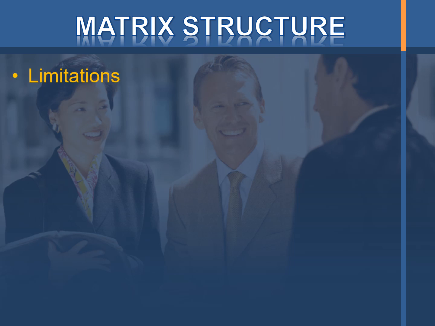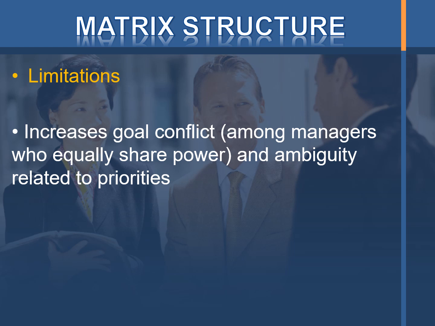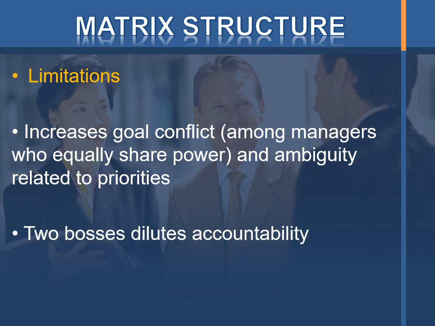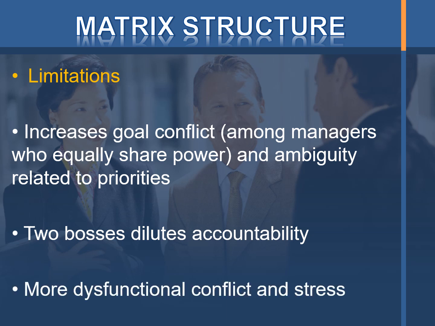Limitations, as usual, there's a limitation to everything. It increases goal conflict among managers who equally share power and ambiguity related to priorities. Which one's more important? Two bosses dilute accountability. And again, span of control, there should only be one boss. And it also sometimes creates more dysfunctional conflict and stress.